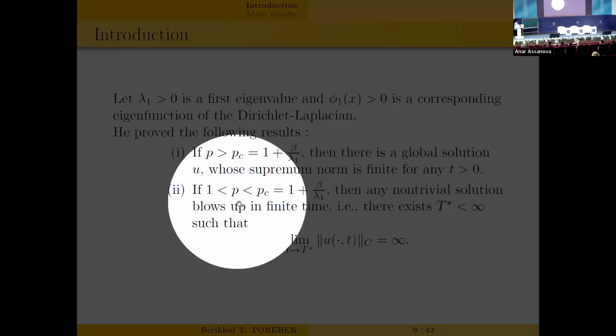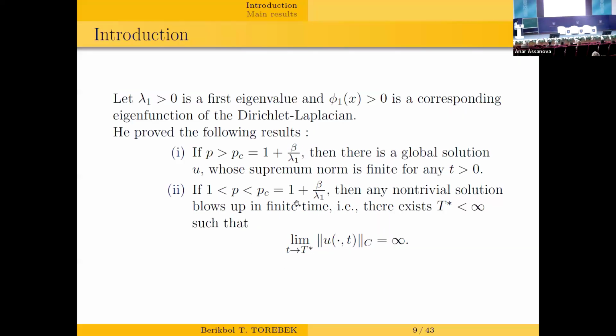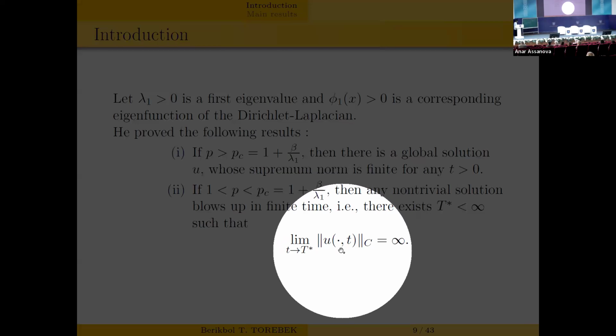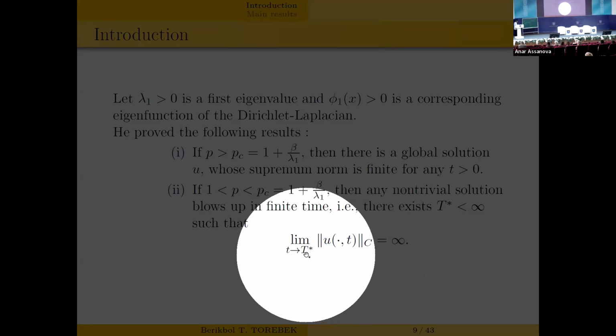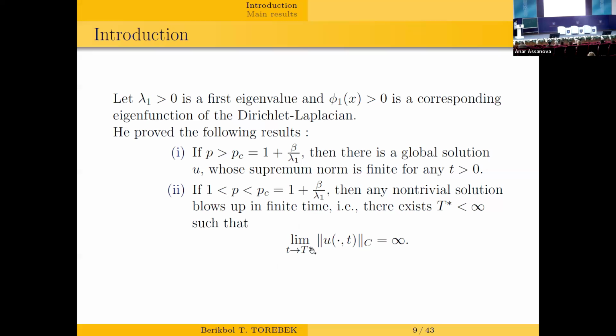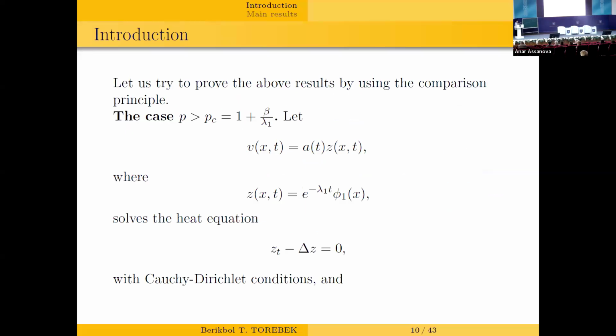And also in the subcritical case, if p is between 1 and 1 plus beta divided by lambda 1, then any non-trivial solution of the semilinear heat equation blows up in finite time. It means that the norm of u(x, t) goes to infinity as t goes to some capital T star. Here u is a continuous function, and this is the supremum norm.